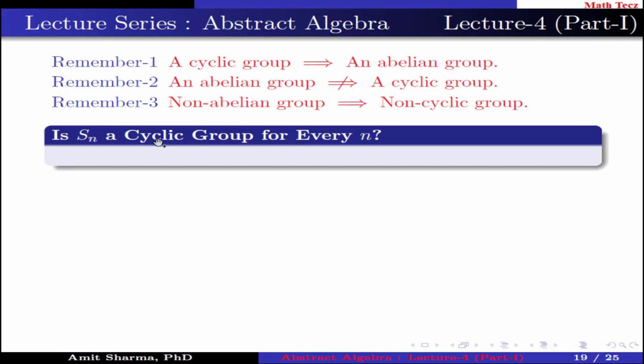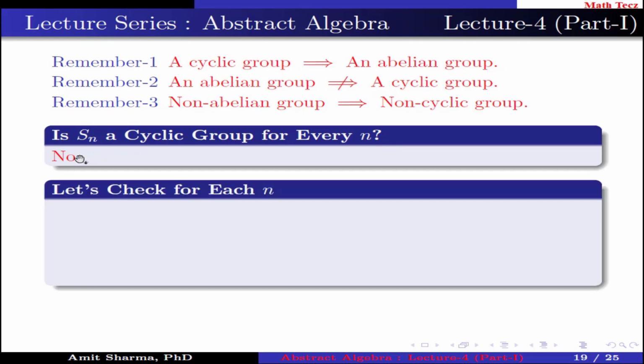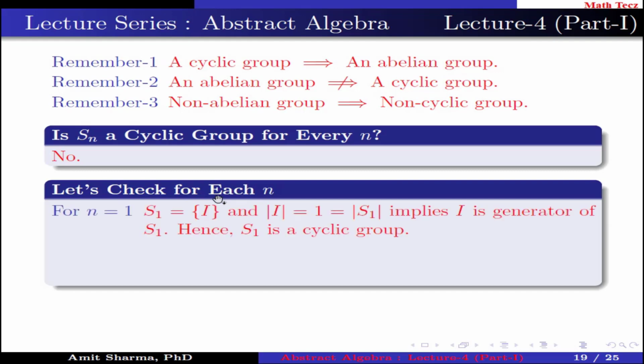Is Sn a cyclic group for every n? Answer is no. Let's check for each n. For n equal to 1, S1 contains the identity permutation and the order of I is 1, which is equal to the order of S1, implies I is a generator of S1, hence S1 is a cyclic group.